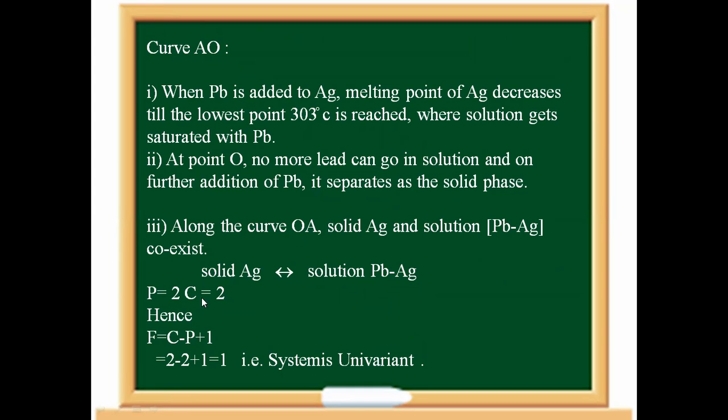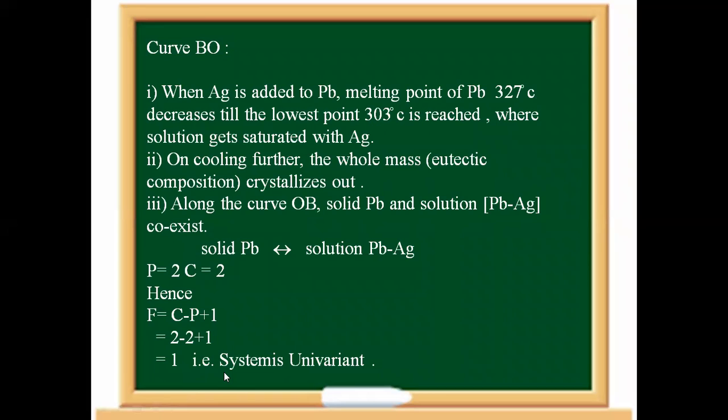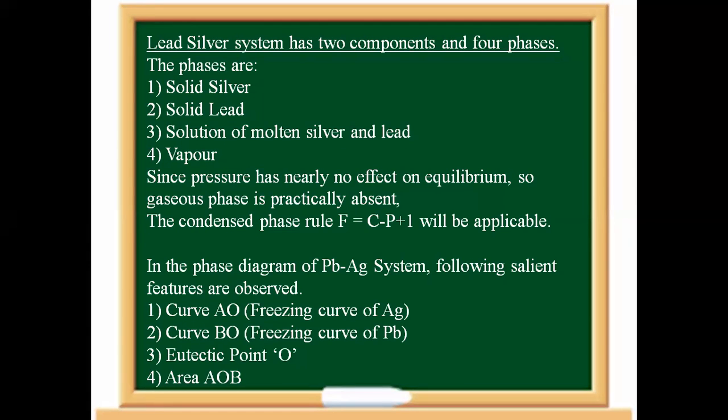So two phases, two components, F is equal to C minus P plus 1. Here we are going to make use of the reduced phase rule. So F is equal to how much? 1. Similarly, let us have a look at curve BO. Same situation, solid lead plus saturated solution of lead and silver, where F is equal to C minus P plus 1, where the system is univariant. Okay, understood?